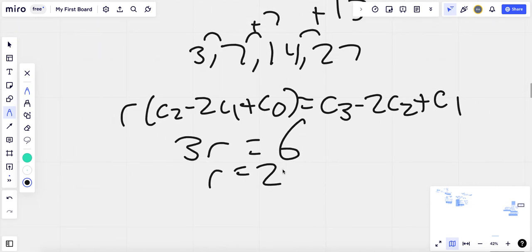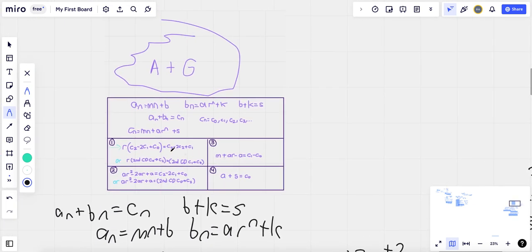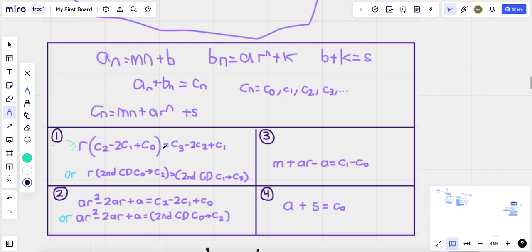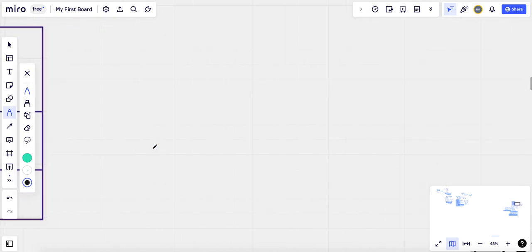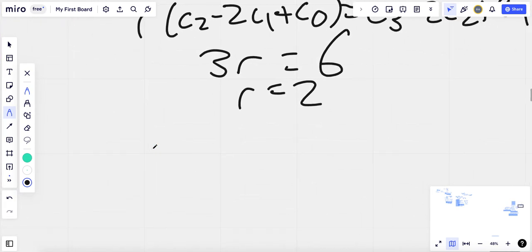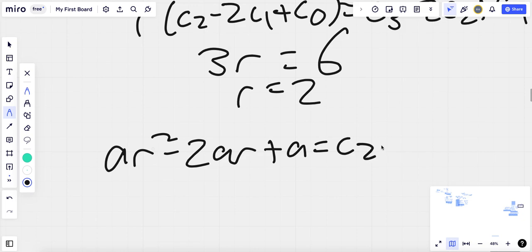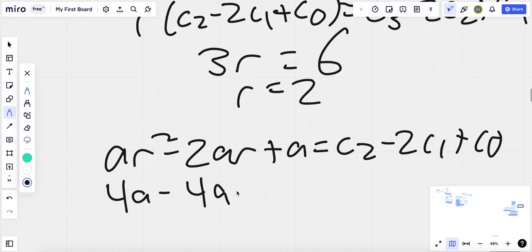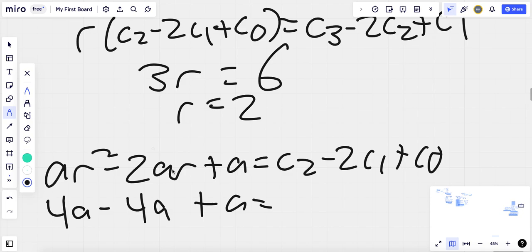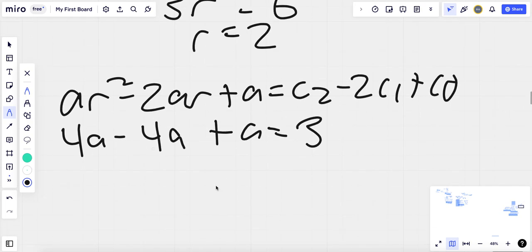And now from a previous equation, we can now use this R to find A. So AR squared minus 2AR plus A equals C2 minus 2C1 plus C0. And R is 2, so we have 4A minus 4A plus A equals, and we already know that this was 3. So A is 3.